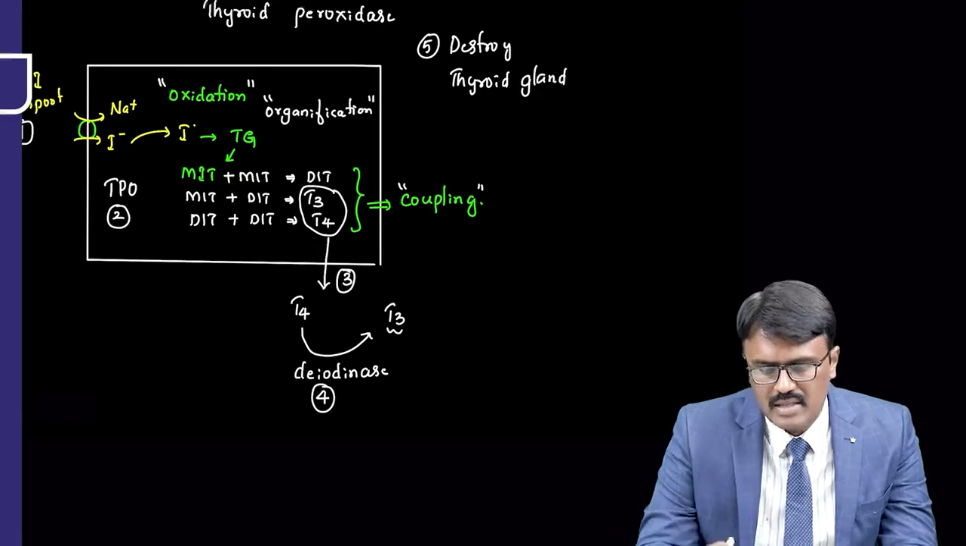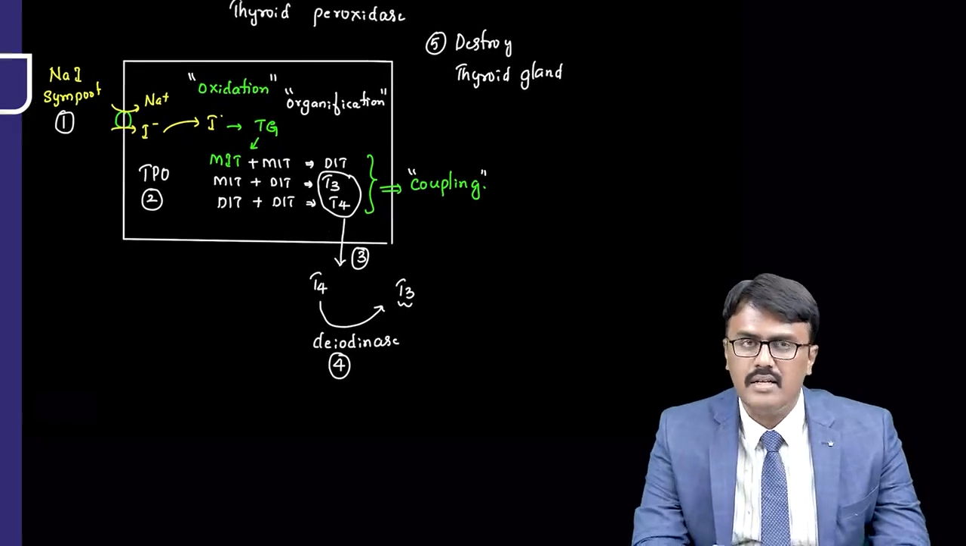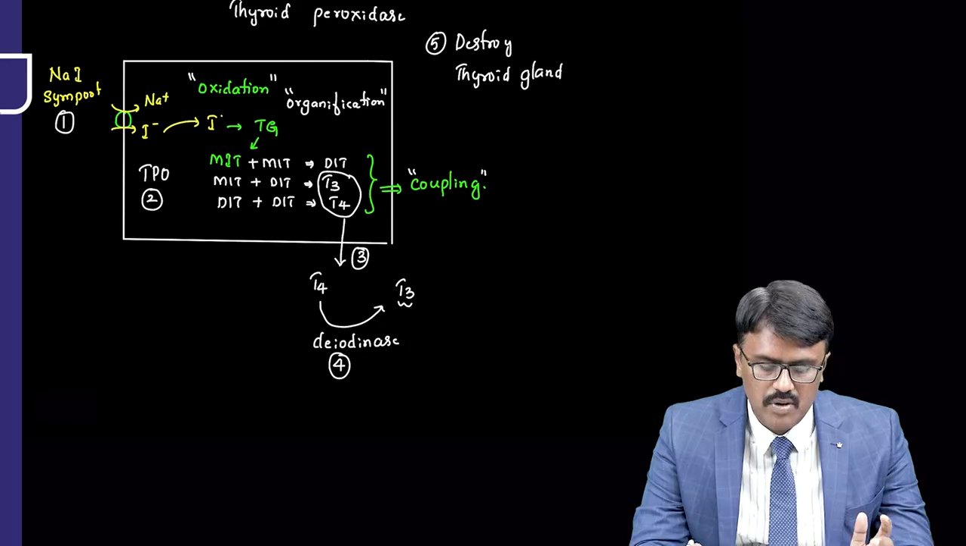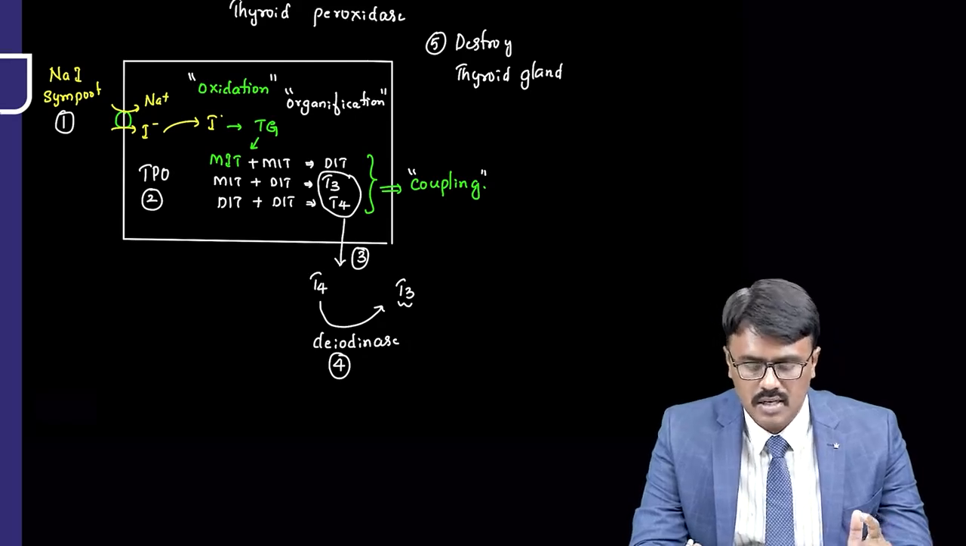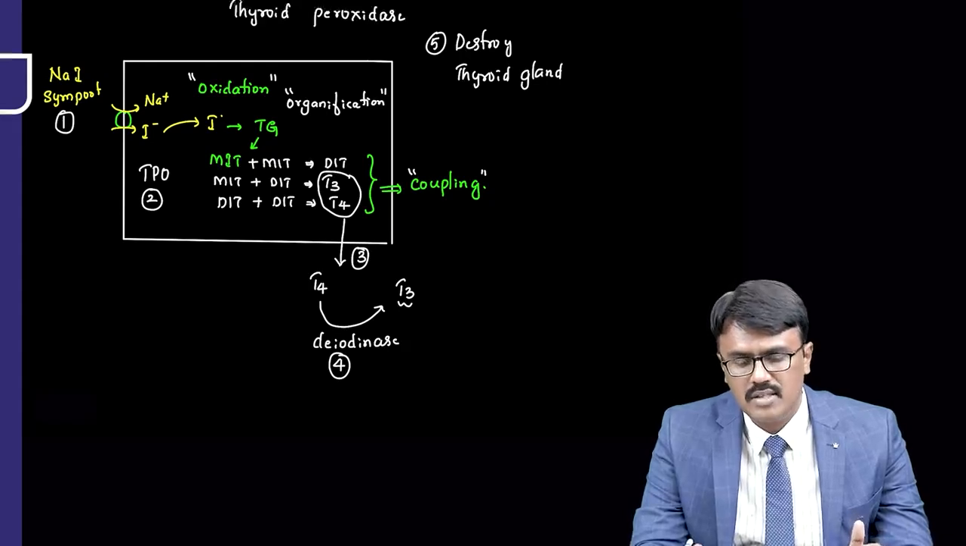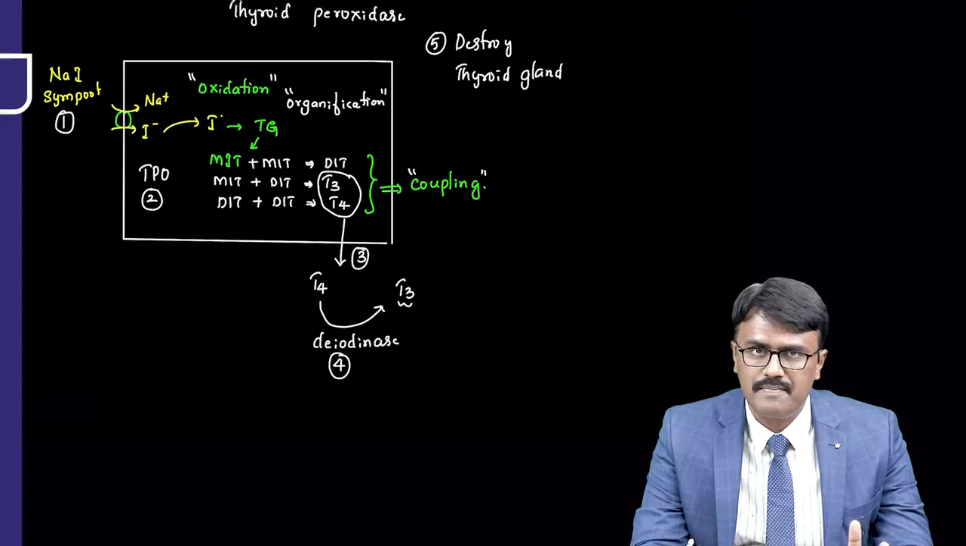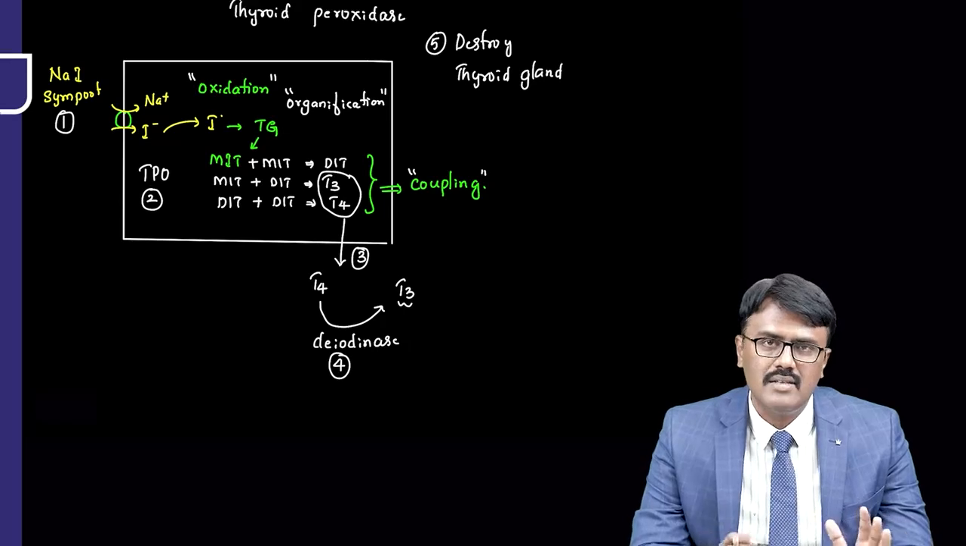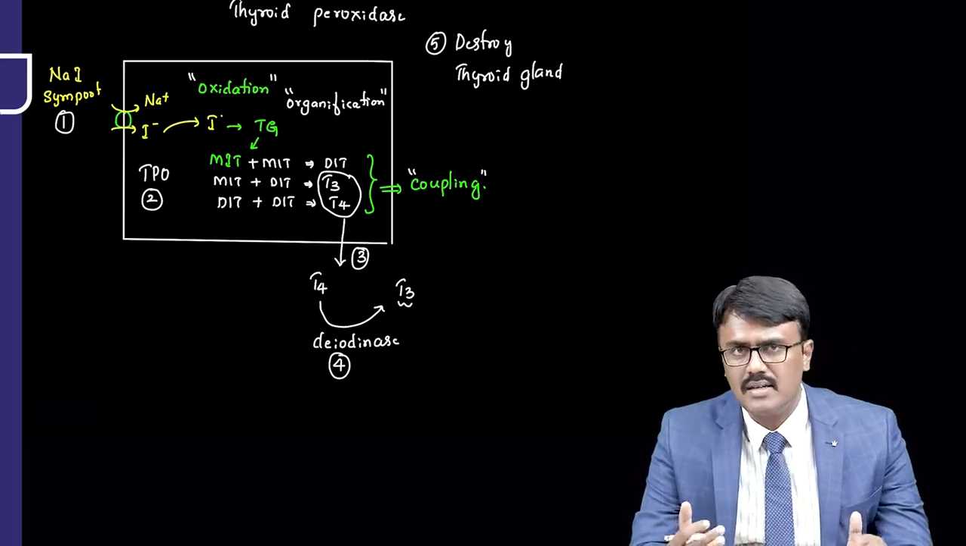So there are 5 strategies of antithyroid drugs. Number 1, inhibit sodium iodide symport. Number 2, inhibit the enzyme thyroid peroxidase. Number 3, stop the release. Number 4, inhibit the enzyme deiodinase. Number 5, destroy the thyroid gland. So once we understood these basics, let us move on and discuss the drugs.